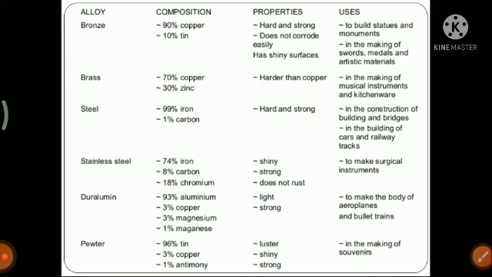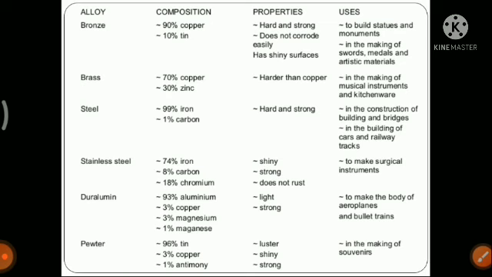Another important one is duralium. This pewter you do not need that much, but the other examples, that is bronze, brass, steel, stainless steel, duralium, these are important. These are some examples of alloys.